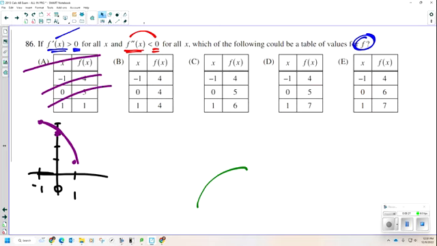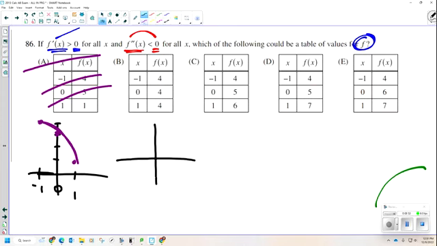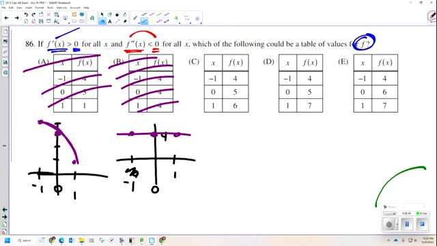Okay, let's take a look at the next one. Negative 1. Yep, that's a negative 1, not negative 0, kids. 1. Here's 4. So it's 4 here. It's 4 here. It's 4 here. That's a horizontal line. Now, you keep your horizontal line. C.